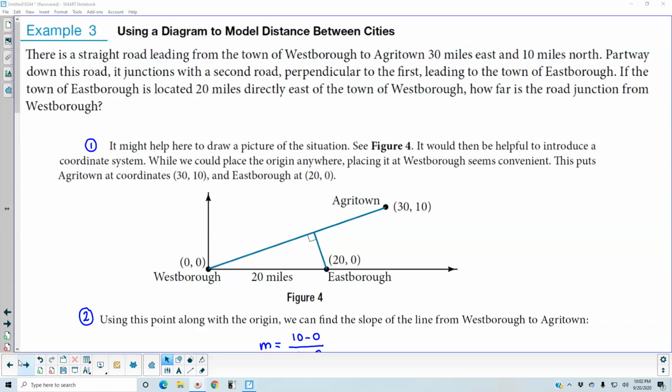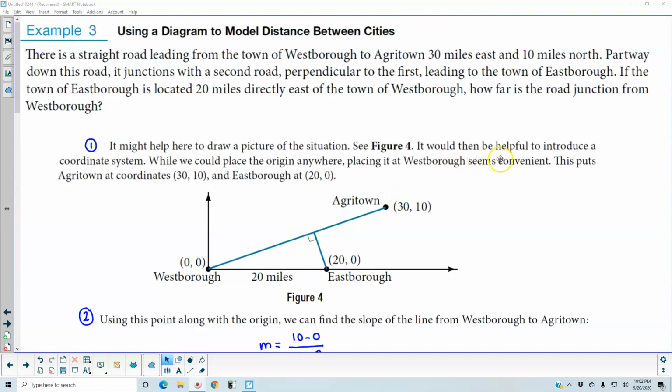If the town of Eastboro is located 20 miles directly east of the town of Westboro, how far is the road junction from Westboro? Now, in this particular problem, it is very helpful for you to draw a picture in this situation. So let's take a look at figure 4.